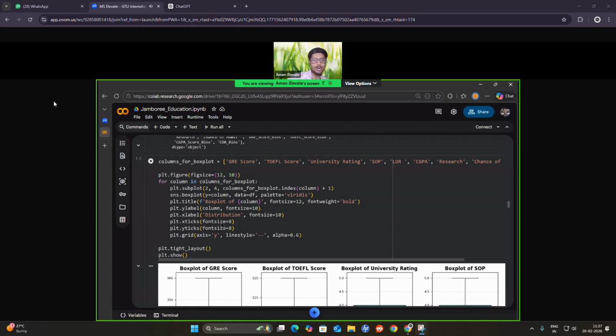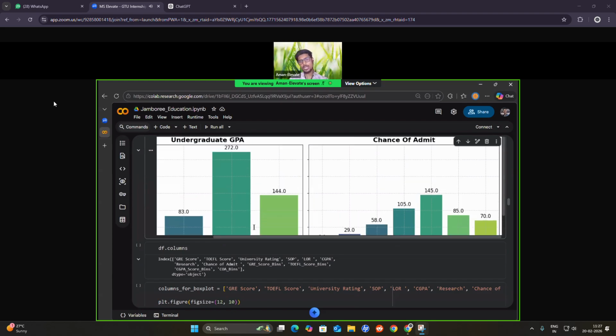So this is what we have understood. Now let's check about the outliers. Can you tell me what outliers are?